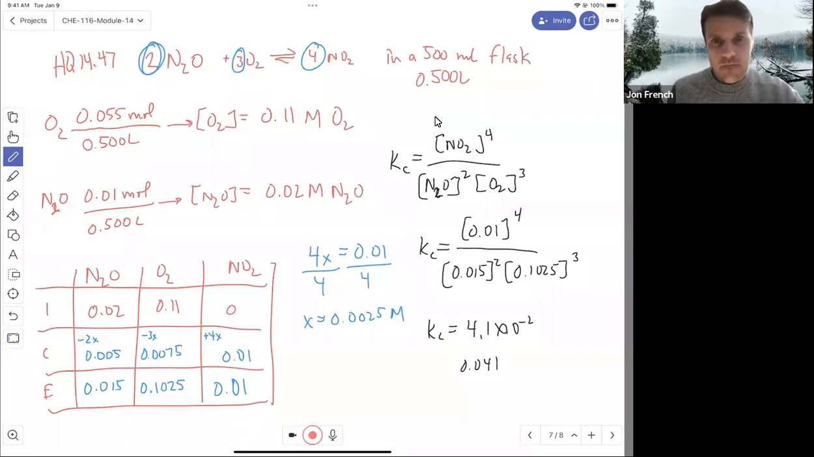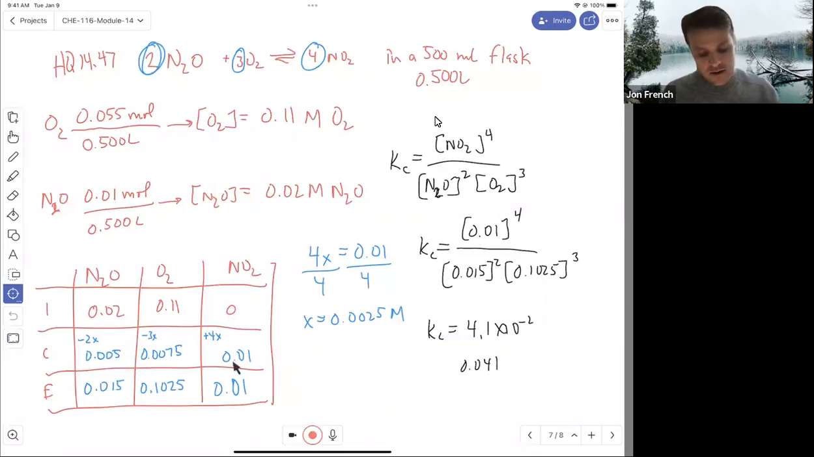Sure, I got 4x equals 0.01 because in the question, they told us my initial concentration of these three. And then they said at equilibrium, I have this much nitrogen dioxide. Well, we know at the start of the reaction, we have 0 nitrogen dioxide because that's our product. We haven't formed any product yet at the start of the reaction. Once it reaches equilibrium, I have 0.01 molar of that. So the change must also be 0.01 molar.